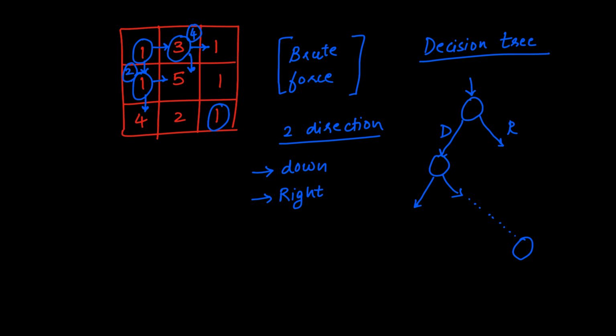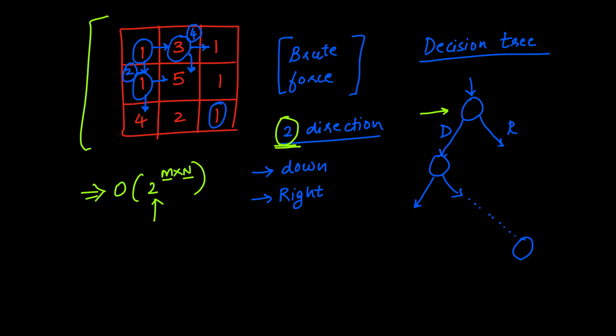maintaining the path sum. As we have to make two decisions for each of the cells, the overall time complexity of this solution is going to be O of 2 raised to power m into n, where m and n are the total number of rows and columns in the given grid. As the overall time complexity of this solution is very high, let's think about some optimization that we can do.